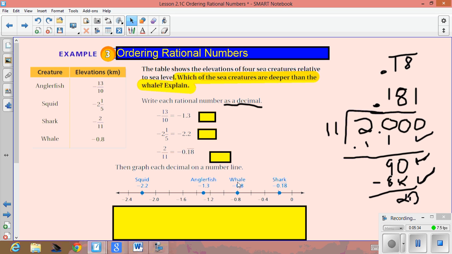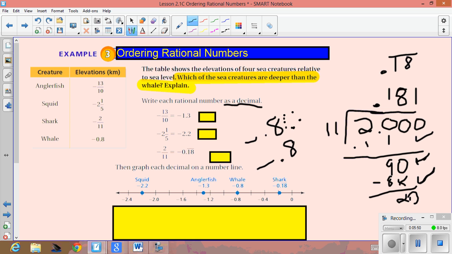Remember, if we take a look at negative 0.8, if I add a 0 at the end, it's like 80 cents. So negative 0.8 is the same as negative 0.80, which is smaller than negative 0.18 repeating, which is why it comes next on the number line. And then finally we have the shark at negative 0.18 repeating. So we've ordered these smallest to largest.